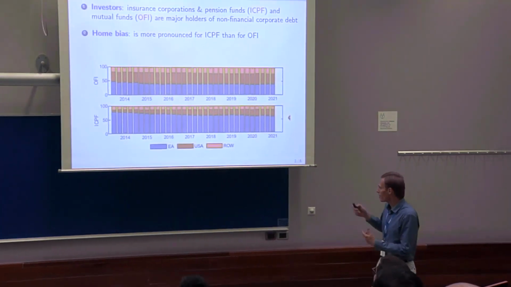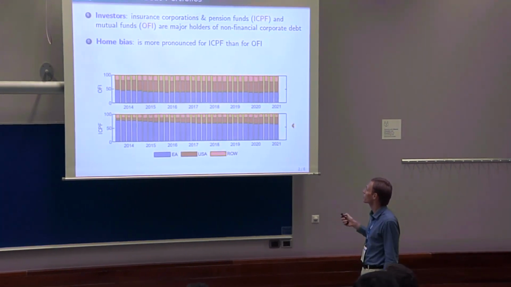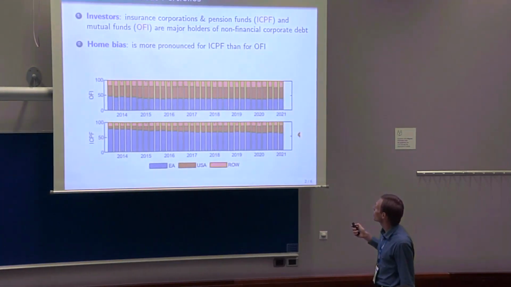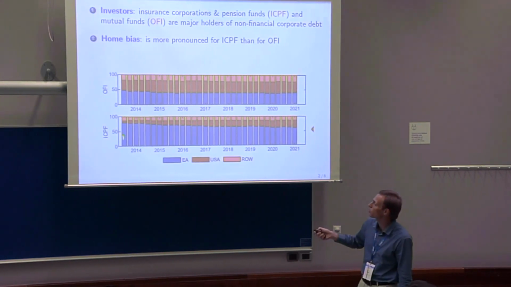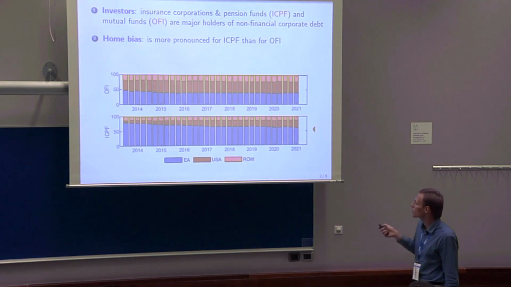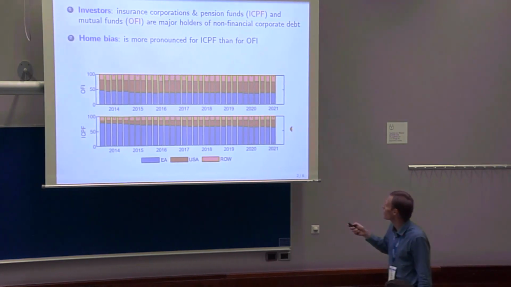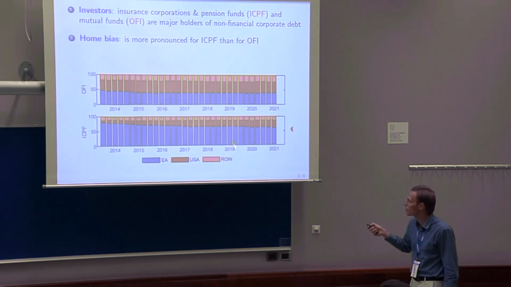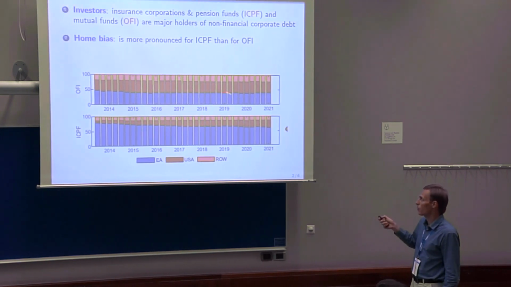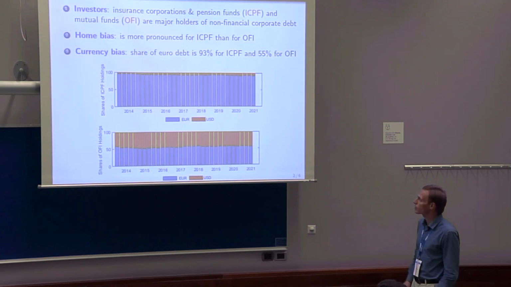Okay? So then there's a strong home bias, which is especially strong for the pension funds and for the insurance corporations, right? If we look at the second picture, this is for the pension funds and insurance corporations. We see that they hold mostly Eurozone-issued securities, while the share of these assets for the mutual funds is much smaller, right? So the home bias is much more pronounced for one type of investors than for the other one.